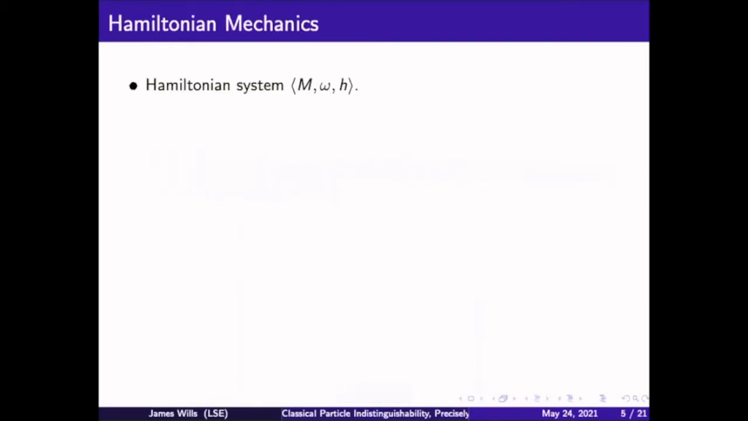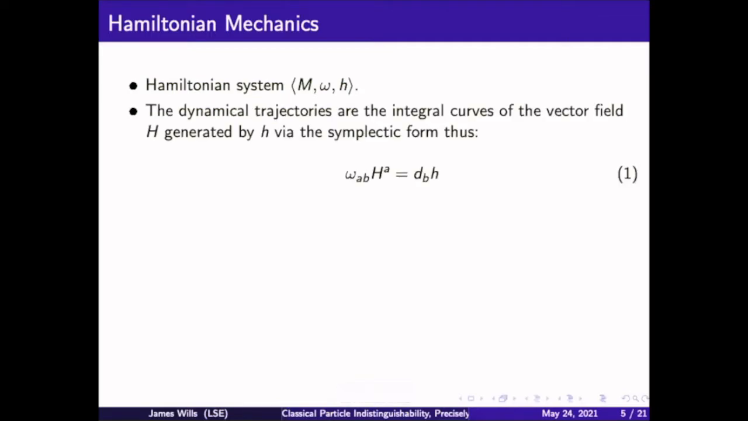On to some formalism. So this is Hamiltonian mechanics. I'm going to characterize a Hamiltonian system by this triple. N is a manifold, it represents the phase space. Omega is the symplectic form, and H is the Hamiltonian function. Dynamical trajectories for this Hamiltonian system are the integral curves of the vector field capital H generated by the little h Hamiltonian via the symplectic form thus.